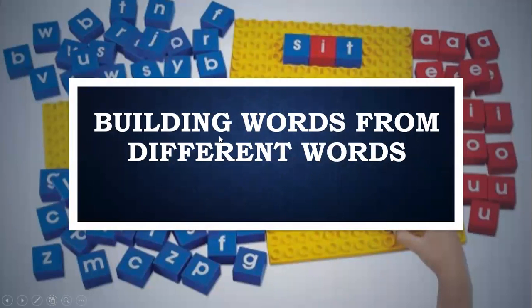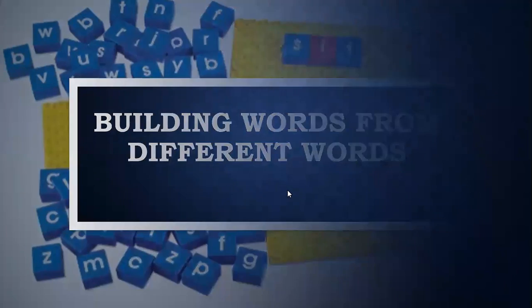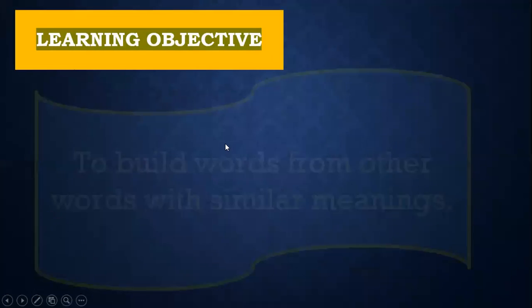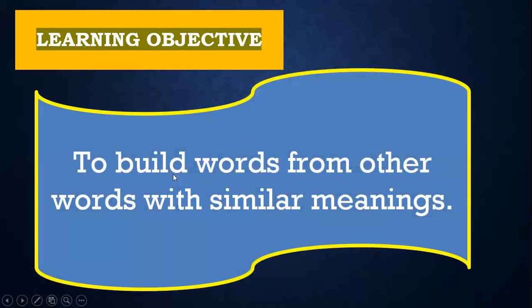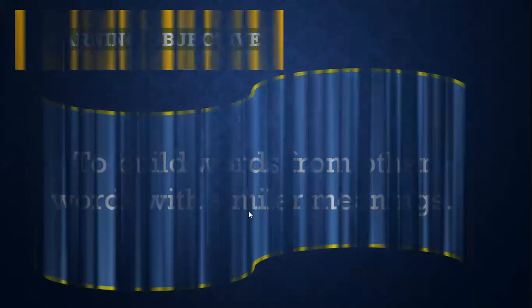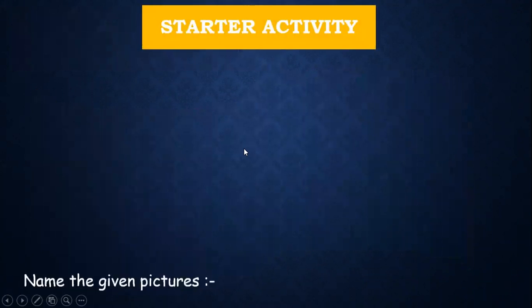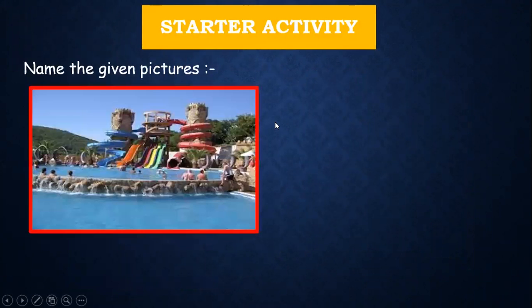Topic: building words from different words. Learning objective: to build words from other words with similar meanings. Starter activity: name the given pictures.